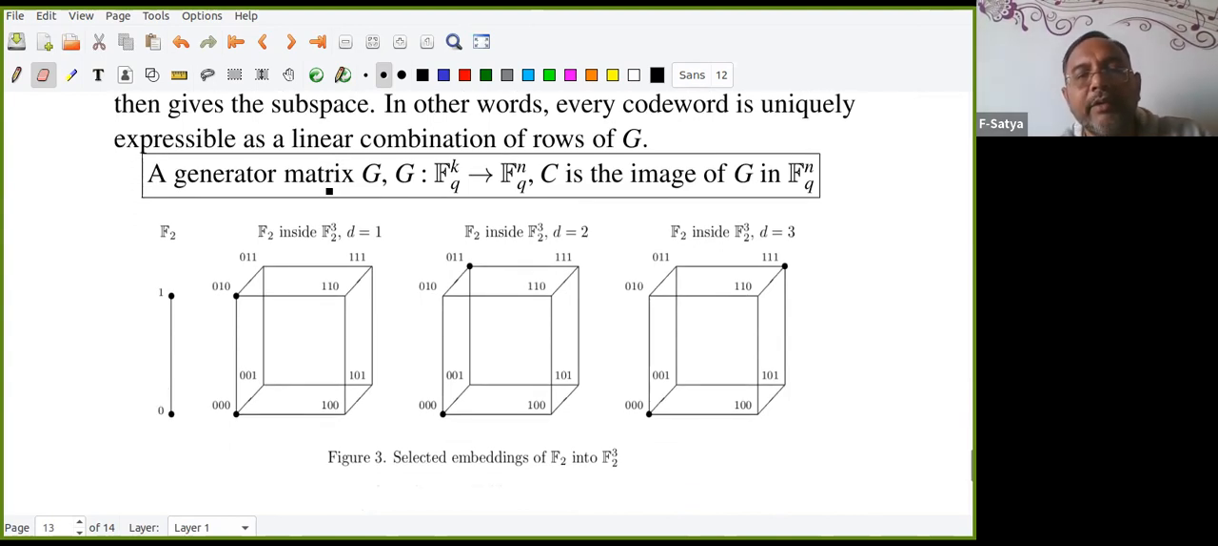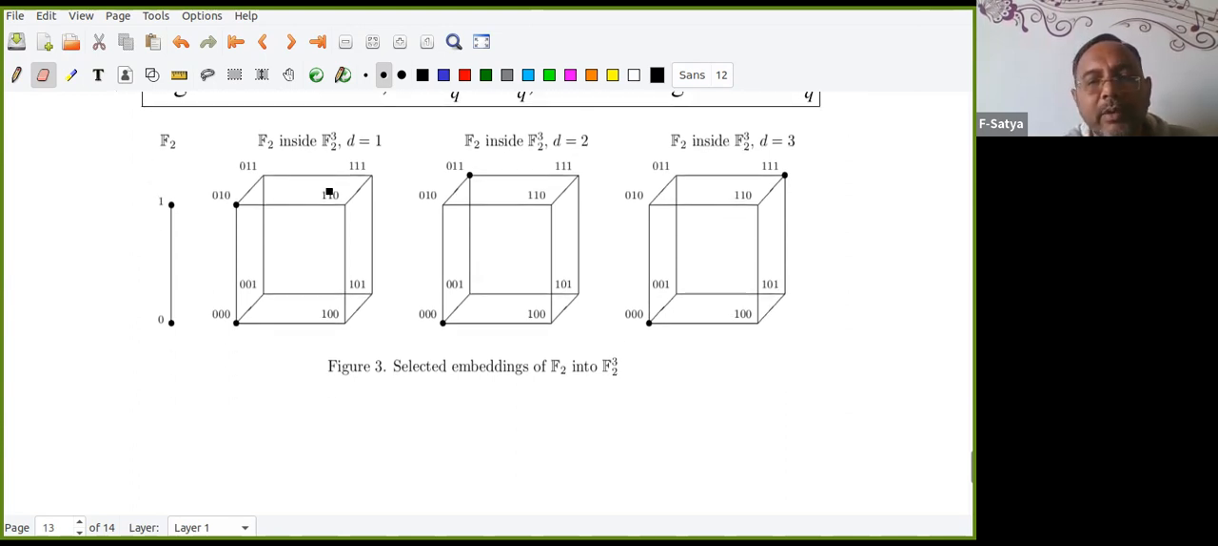So G is a matrix, the generator matrix, which takes F_q^k to F_q^n. The only thing is that I am multiplying on this side. Remember that. Now I'll explain what we are doing. But I'll repeat these things again next class because some of you are not revising. So look here.